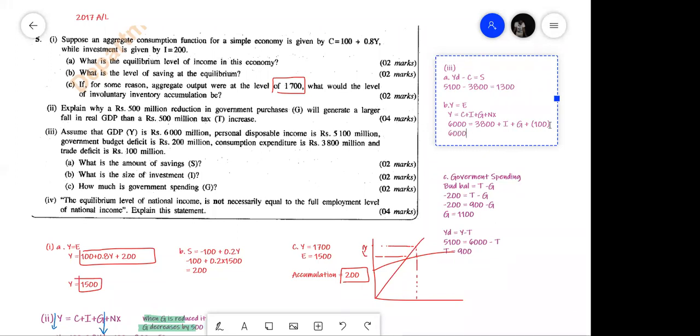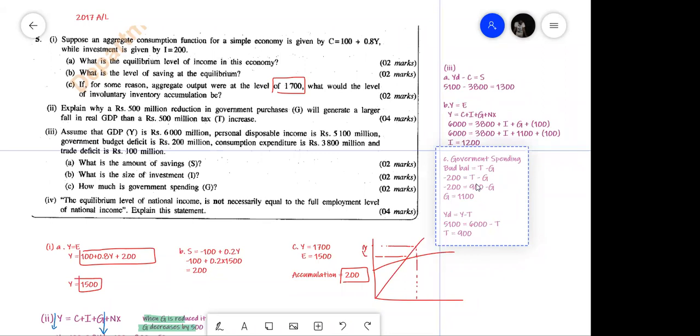Okay, so 6,000 is equal to 3,800 plus I, which is what you're finding. G you found as 1,100 plus a minus 100. Can you move things around and tell me how much is I? I'm not going to do that for you. I is 1,200. Yes, or is something else? 1,200, fine. So move things around. Okay, you get that. So that is how you can figure that one out. Again, a 6-mark easy question, because you will not get questions as easy as this again.